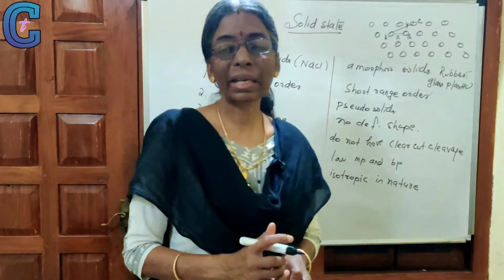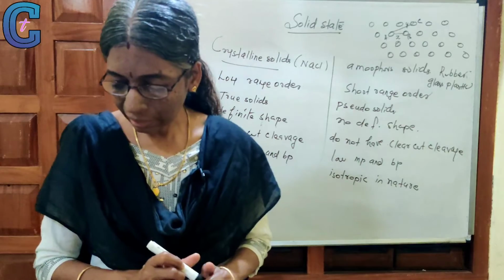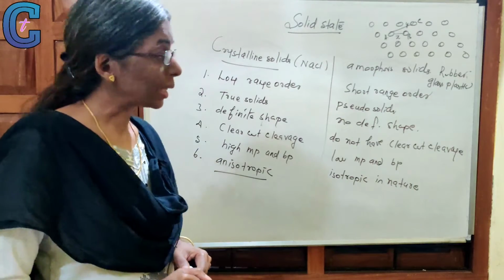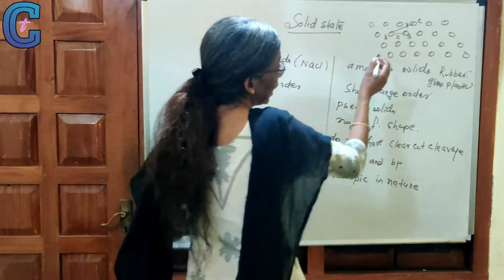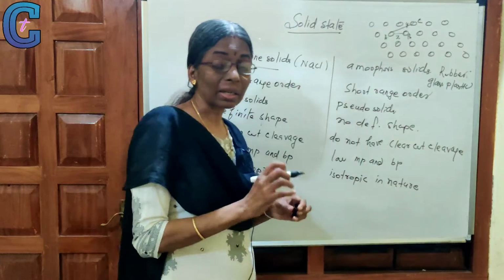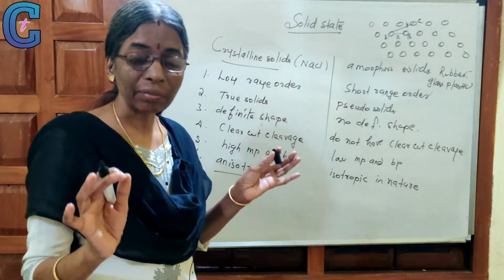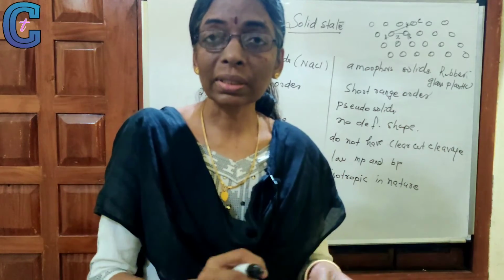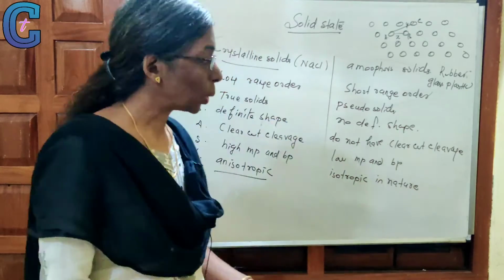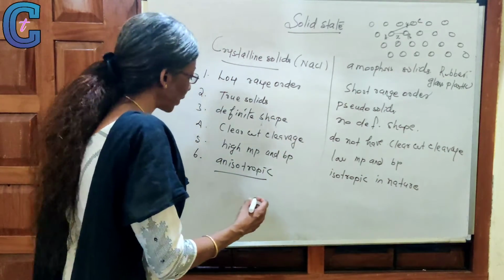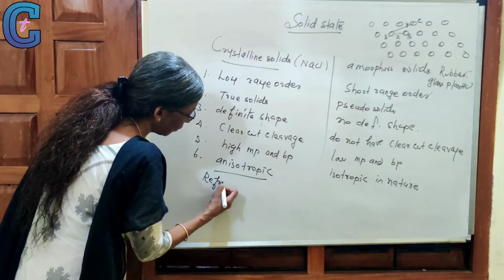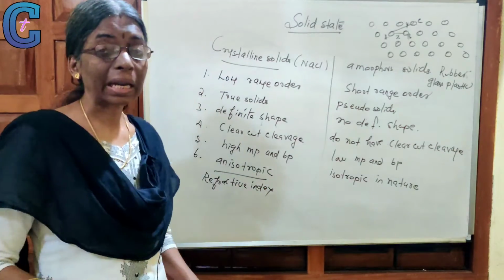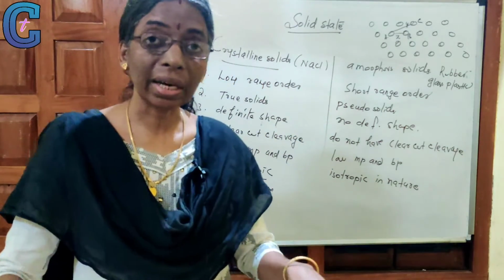So their physical properties like refractive index and electrical conductance are different in different directions. They are not the same in all directions. They are different because the particles are arranged in an orderly manner, so the distances between the particles are different. So the refractive index and electrical conductance differ in different directions.